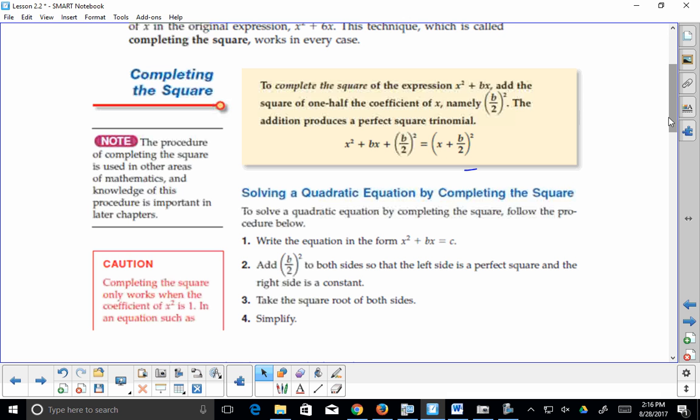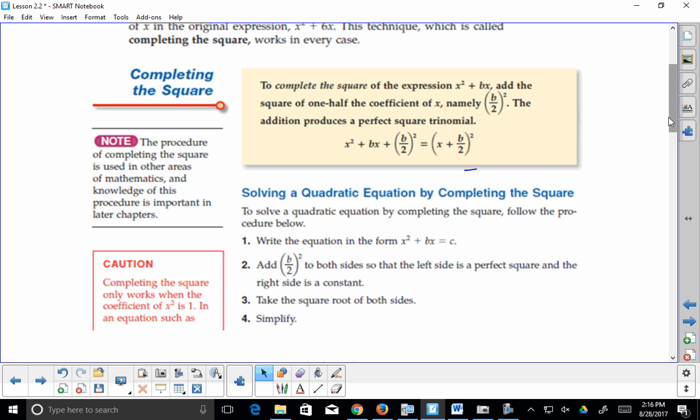So completing the square, remember we have x squared plus bx. Our third term, or our value of c, is going to be b over 2, so half of b, squared. And you have to remember that we're going to add that to both sides when we're doing it. So we want the equation in the form of x squared plus bx equals c. We'll add half of b squared to both sides so that the left-hand side is a perfect square, and then take the square root of both sides and simplify.